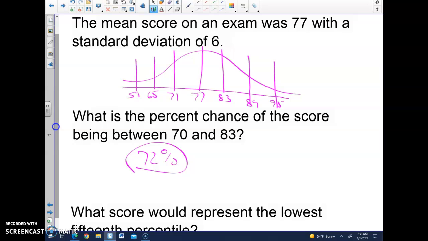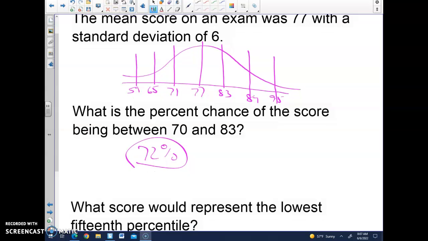Between 71 and 83, now I did 70 and 83, 71 and 83, that's 68%. So for me to add one more number on it, makes sense that it'd be just a few more percentage points. All right, you're not going to get the exact number in your head, but you should be able to look at the numbers and determine, does that make sense or not?